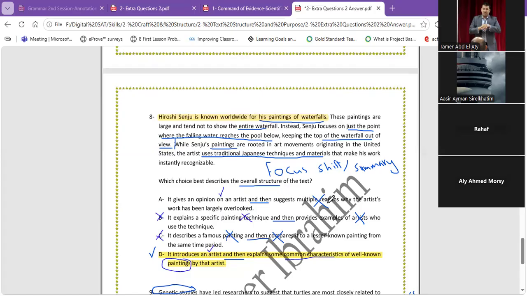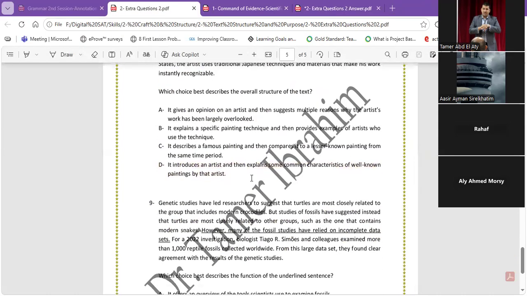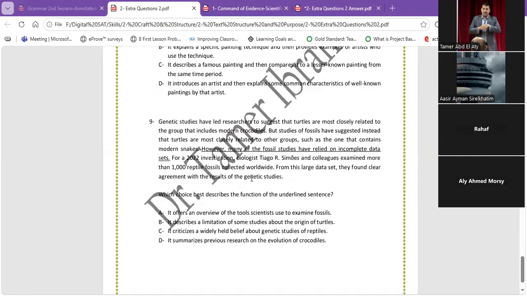Suggest multiple reasons why the artist's work has been largely overlooked. Overlooked means ignored. No. Here, and then explain some common characteristics of well-known paintings by the artist. Yes, it talked about the characteristics by the artist. So the answer is D. All of you got it right and did the easy way to solve this skill. The last question, number 9.